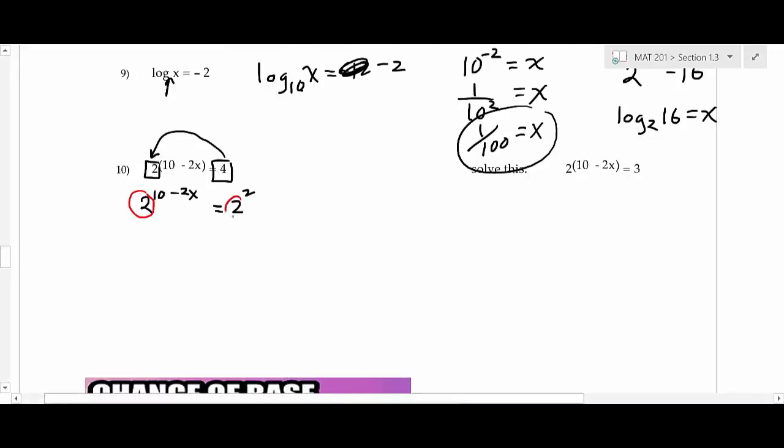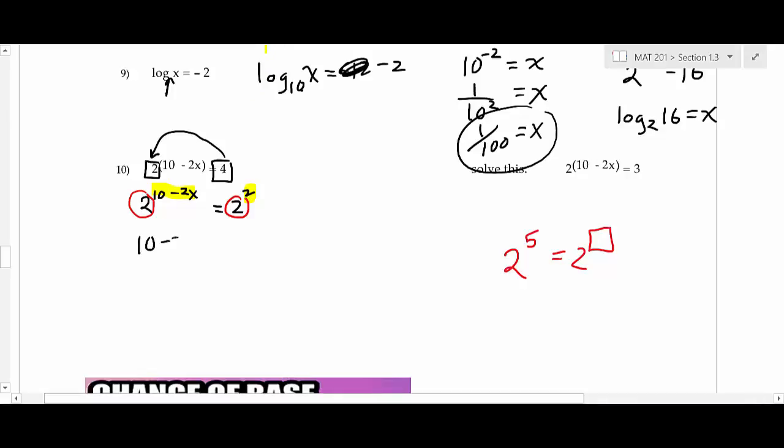Notice those bases, the things I'm circling. If those are the same, just think about this: if you had 2 to the 5th equals 2 to the box, what would have to go in the box? 5. The idea is if the bases are the same, so are the exponents. It's the only thing that makes any sense. So those things I highlighted in yellow are the same, so that's your equation that you would solve.